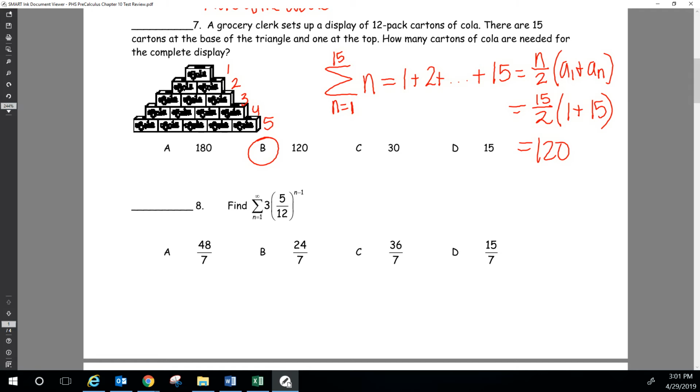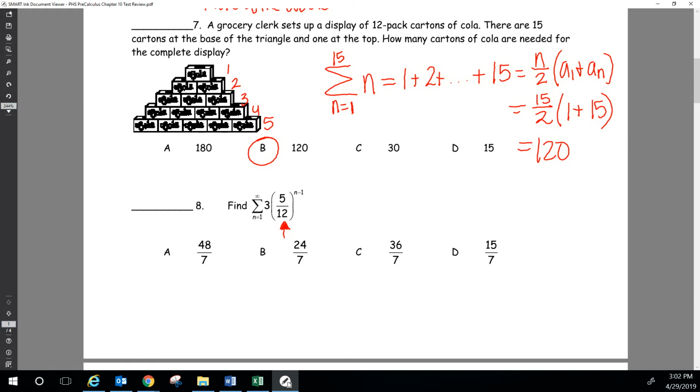If it's an infinite series, what you have to check for first to see if you can find a sum of it at all is this guy here. And remember, that guy has to be less than 1. If it's bigger than 1, we can't find this summation, because it has to be less than 1 in order for the sequence to converge to 0, in order for us to find the infinite sum.